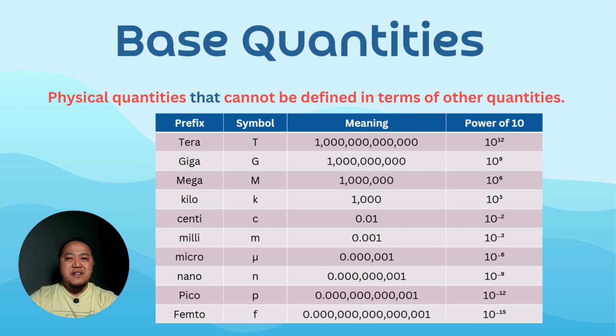These are the 7 base quantities. Each one has its own SI unit and symbol. For example, mass is measured in kilogram, length in meter, time in second, current in ampere, temperature in Kelvin, amount of substance in mole, and luminous intensity in candela.